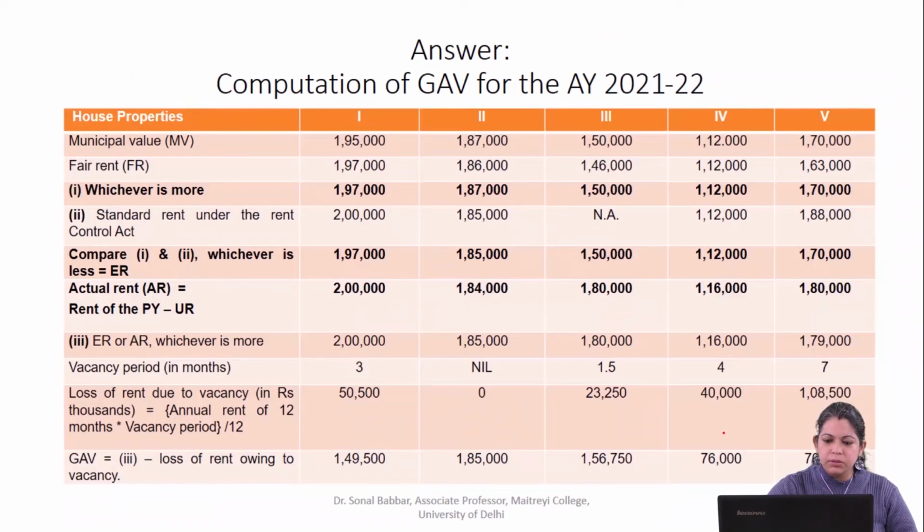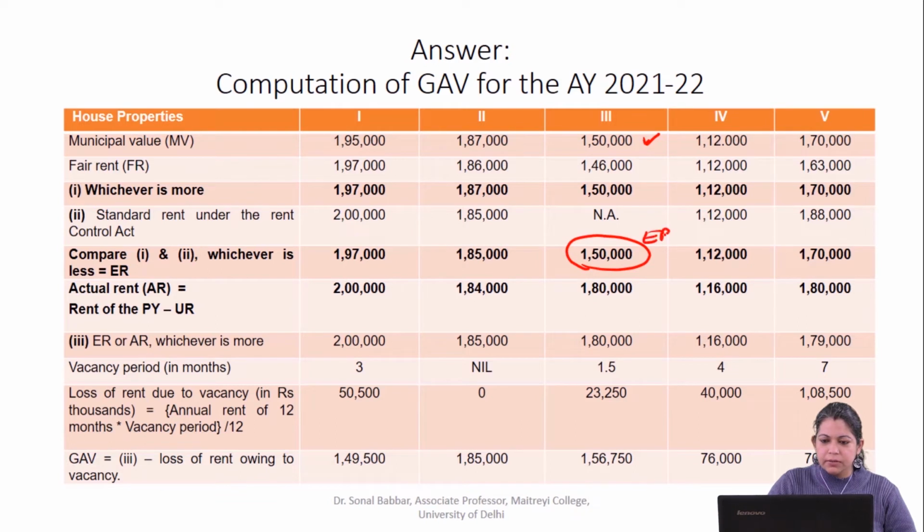So let us look at this table which provides the GAV for remaining properties as well. So here in the table we see the GAV for property 1, property 2, property 3, 4 and 5. So we have discussed the computation of GAV for property 1 and 2 in detail. Now let us look at property 3, where 1,50,000 is the MV and fair rent is 1,46,000. So higher of the two is taken, which is 1,50,000. And here the standard rent is not applicable. Therefore, 1,50,000 will be taken as the expected rent.